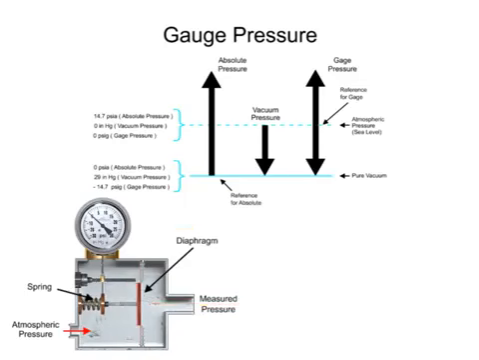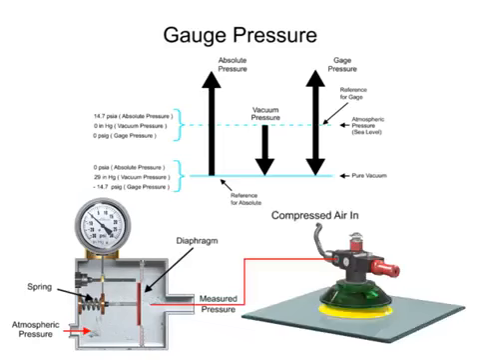Negative gauge pressures are indicated on the gauge with pressures below atmospheric pressure. Maximum negative value for gauge pressure is pure vacuum, or negative 14.7 psig. Typical negative pressures include material handling of glass sheets using a vacuum gripper where air is evacuated from the suction cup.